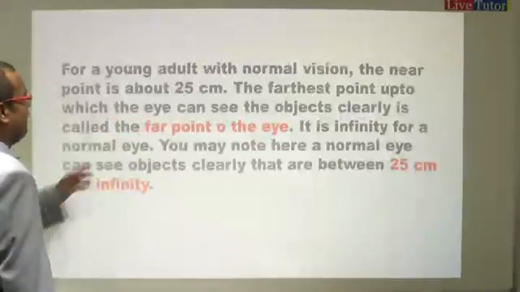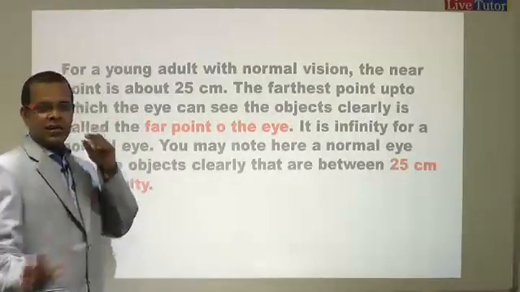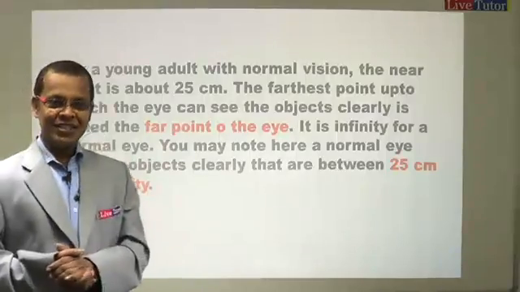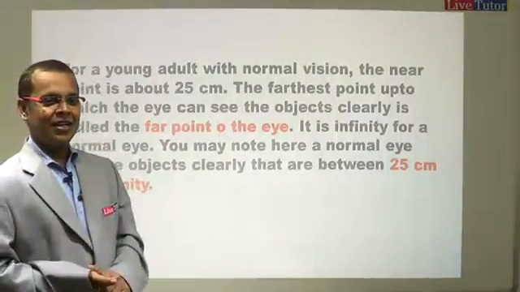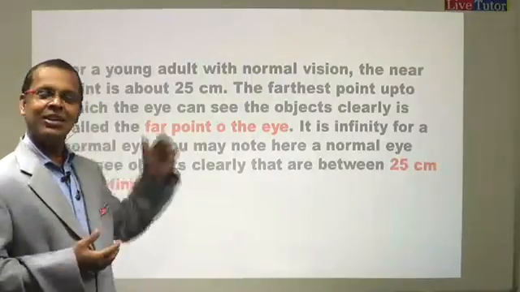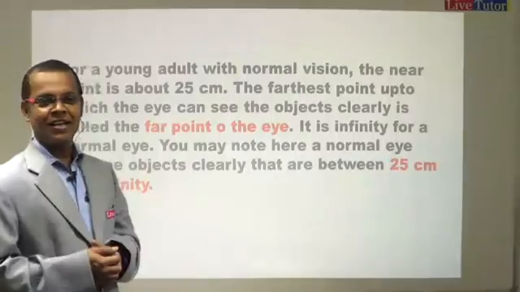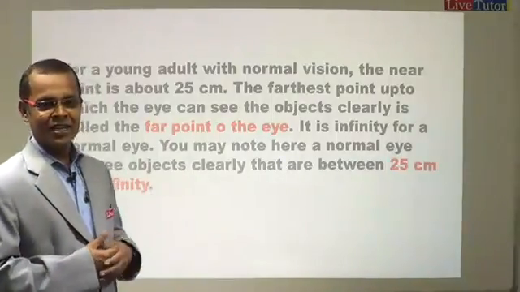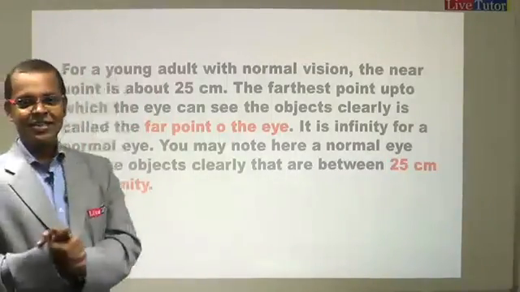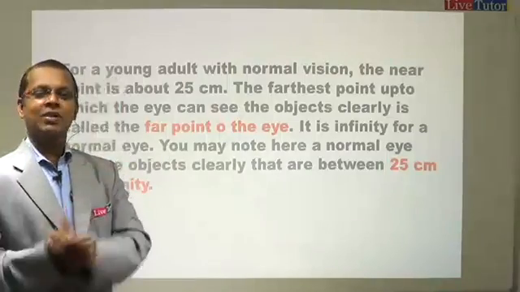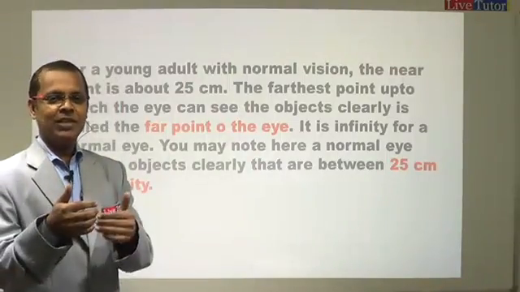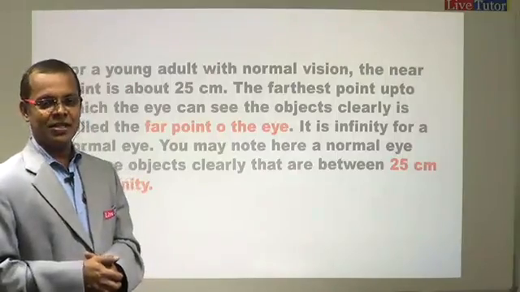Okay. Now, for a young adult, what is that young adult? Adult means young only. All young cannot become adult, no? That is why it is called young adult. People say that at 50 years also I am very young and energetic, but they are not adult, no? So this young adult, normally they have got a normal vision, right? For them, the near point is about 25 centimeters, isn't it?